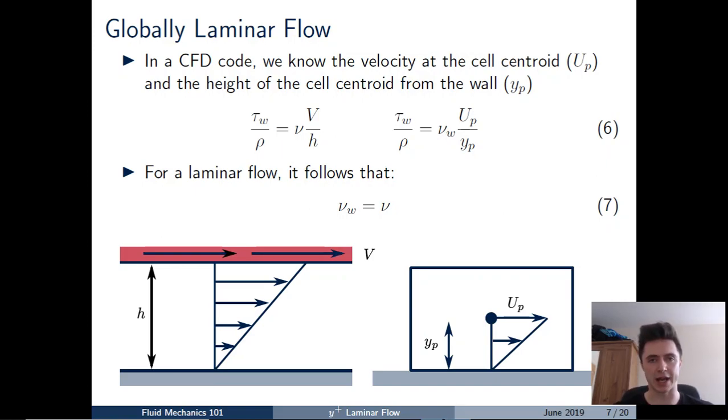And at the moment that might seem quite straightforward, but as we extend this to consider turbulent flows and locally laminar flows, it's very important for us to remember this key result. So for a laminar flow, what we would do is we know the velocity at the cell centroids in all of our wall adjacent cells, and we know the distance to the wall, and then we multiply that by the kinematic viscosity of the fluid, and that'll get us the wall shear stress.